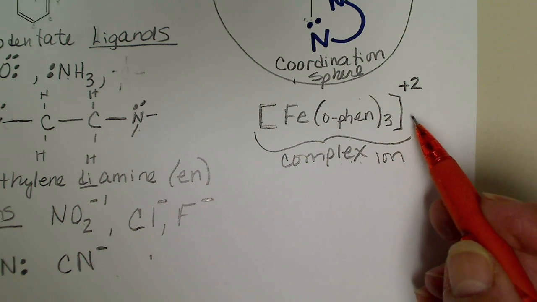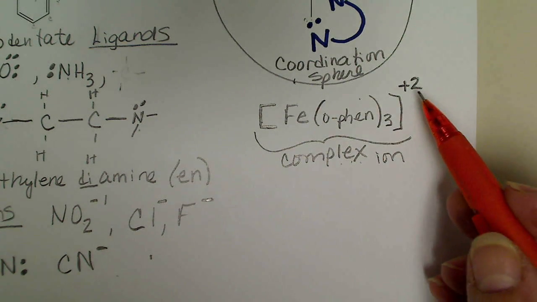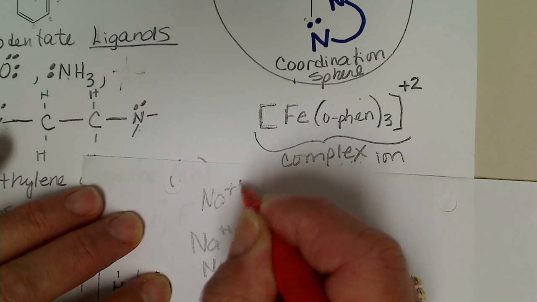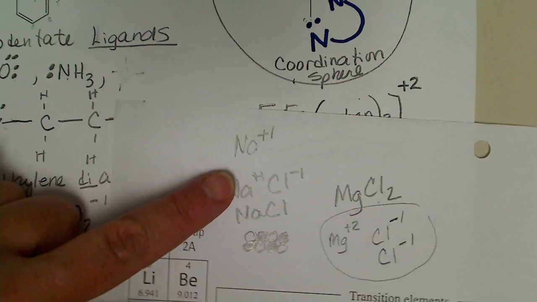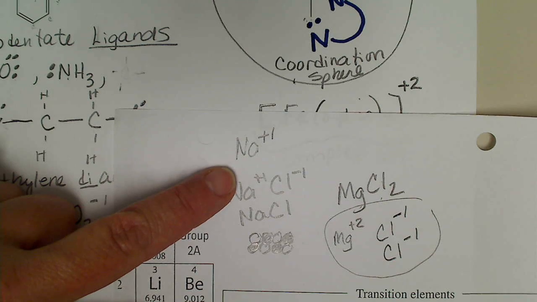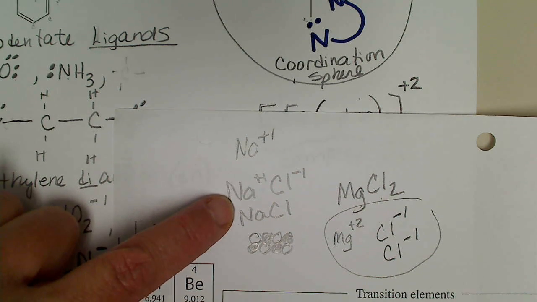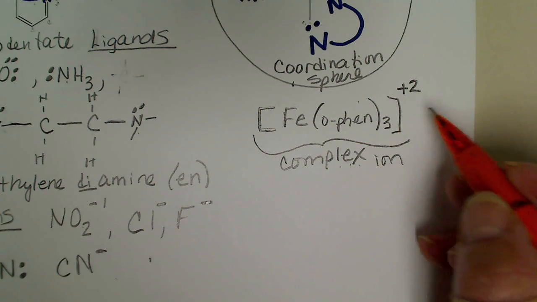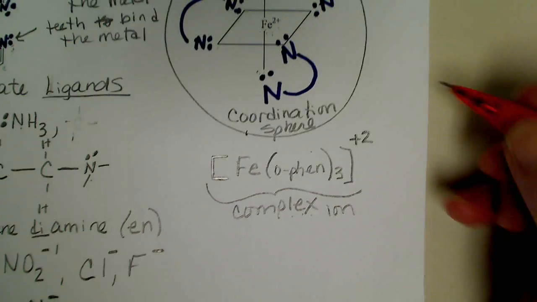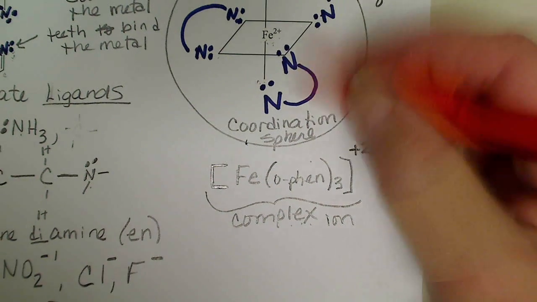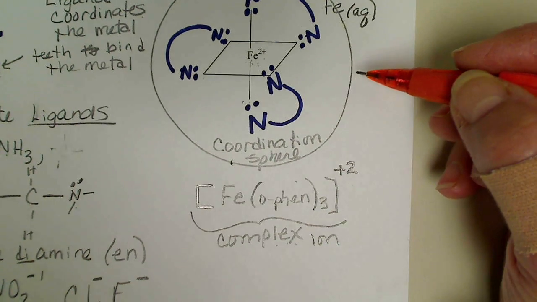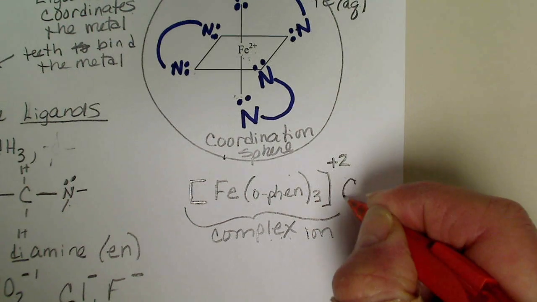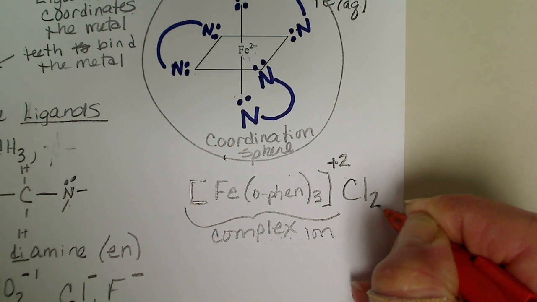So this ion could be shown just as the separate ion, just like we could show sodium as an ion, or we could show sodium's formula in a neutral compound without the charges. So since this is a +2 ion, and this whole thing would be dissolved in solution, we could neutralize this charge by having, for example, 2 chlorides here.